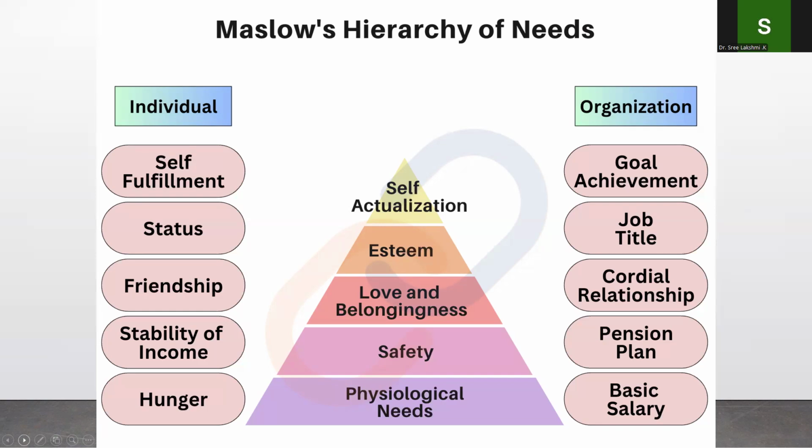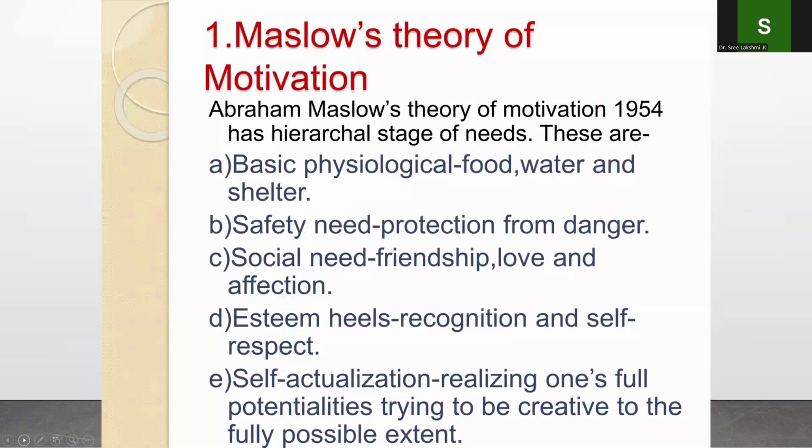The physiological needs, these are the most basic biological requirements for human survival, such as air, food, shelter, water, warmth, and sleep. If these needs are not met, the human cannot function optimally and all other needs become secondary.